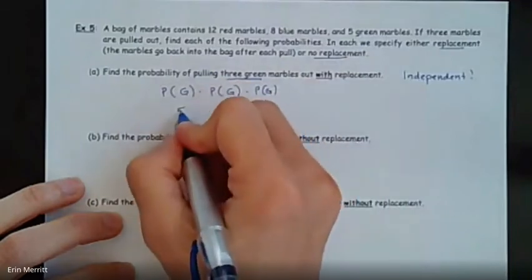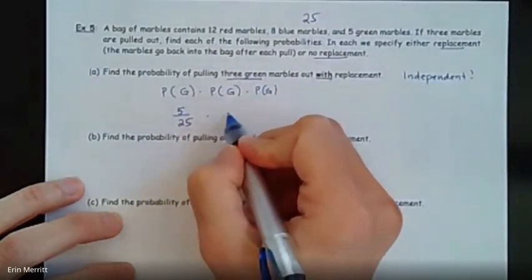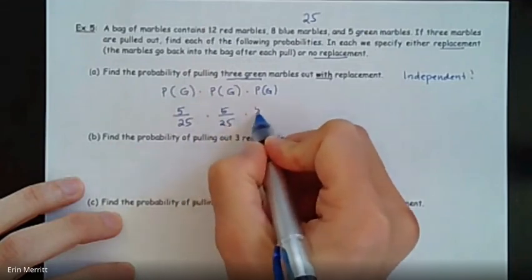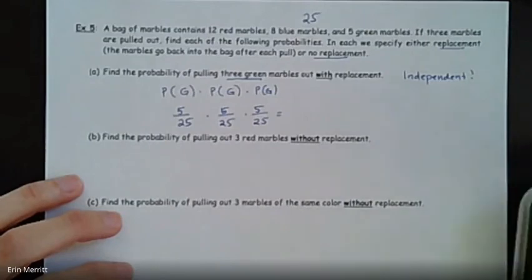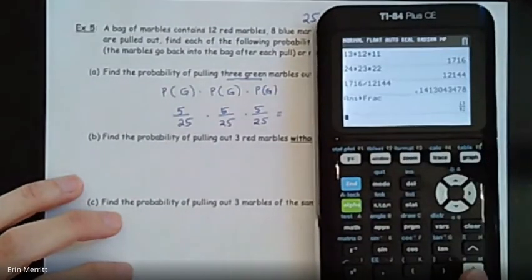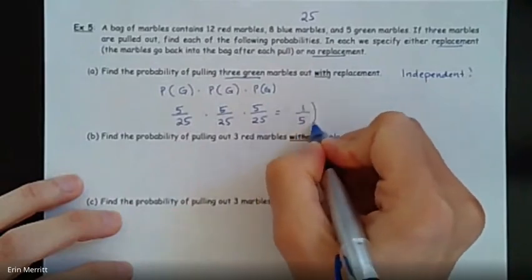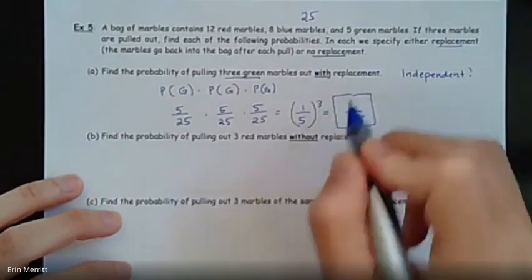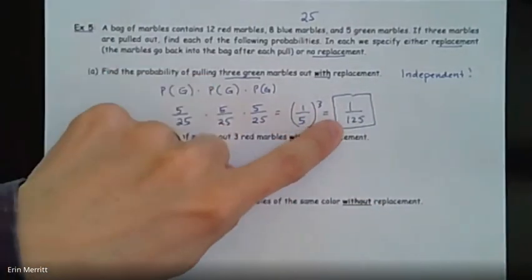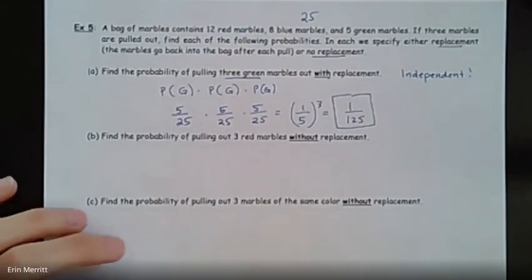So it's 5 green marbles out of 25 total. And then same thing here, 5 out of 25, 5 out of 25. And so you can, of course, reduce each one of those to 1/5. And so then 1/5, oh, we don't even need a calculator. 1/5 cubed. 1 cubed is 1, 5 cubed is 125. So is it a high chance? No, it's less than 1% that, assuming you're not cheating and you're not looking, you'd pick out a green marble each time.